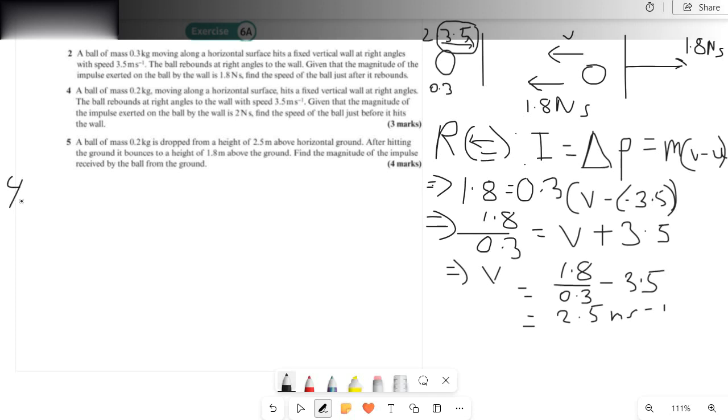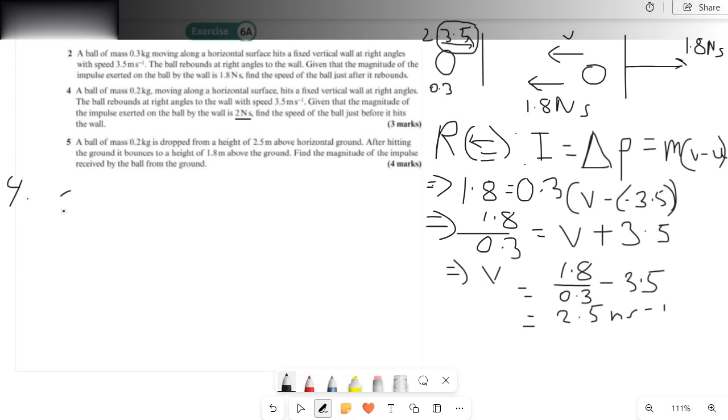For number 4, a ball of mass 0.2 kg moving along a horizontal surface hits a fixed vertical wall at right angles. The ball rebounds at right angles to the wall with speed 3.5 meters per second. Given that the magnitude of the impulse exerted on the ball by the wall is 2 Newton seconds, find the speed of the ball just before it hits the wall.